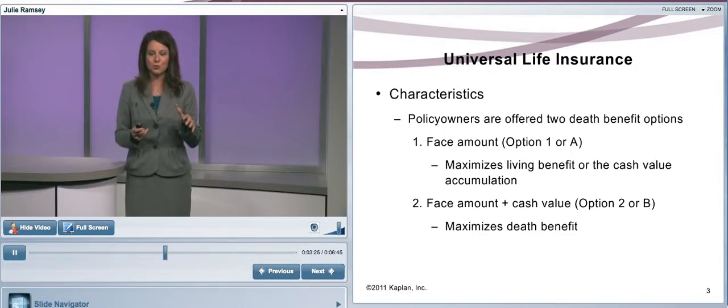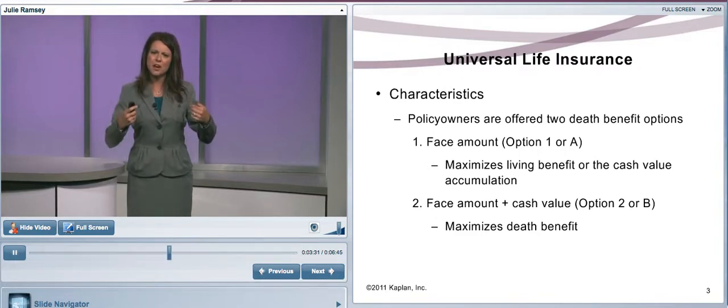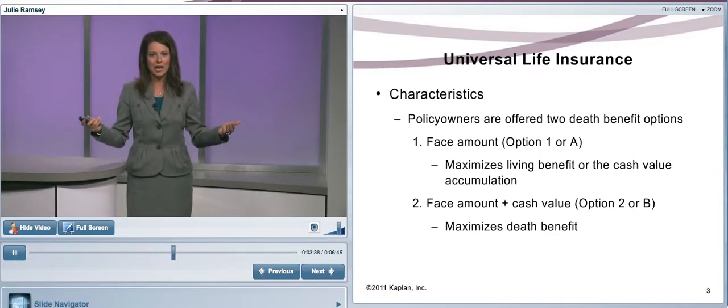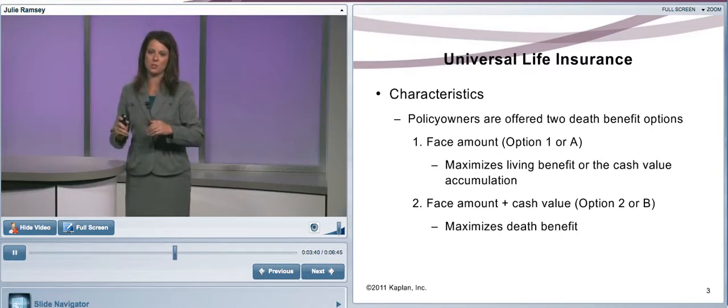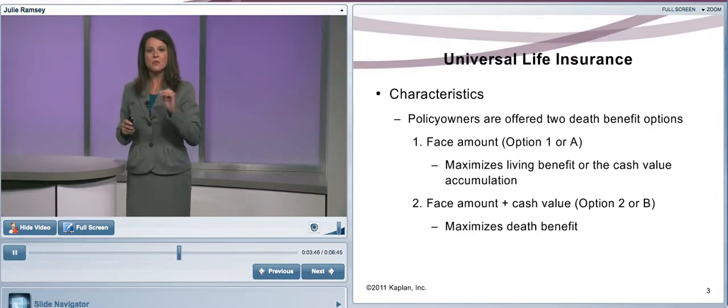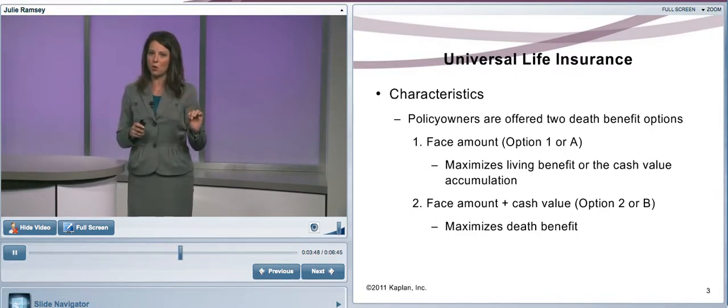In all the other policies we've talked about, we had the death benefit, then we had the living benefits, and clients would say, well, I want the cash value. I want that to go to my beneficiary. And up until this point, we've always said, well, I'm sorry, that's not the way it works, right? Only the death benefit is paid. Well, not with this policy. If you have it on option 2 or option B, the increasing death benefit, the beneficiary gets both.